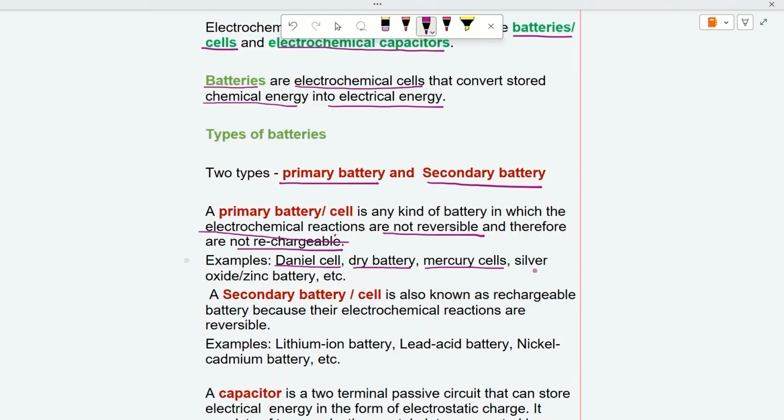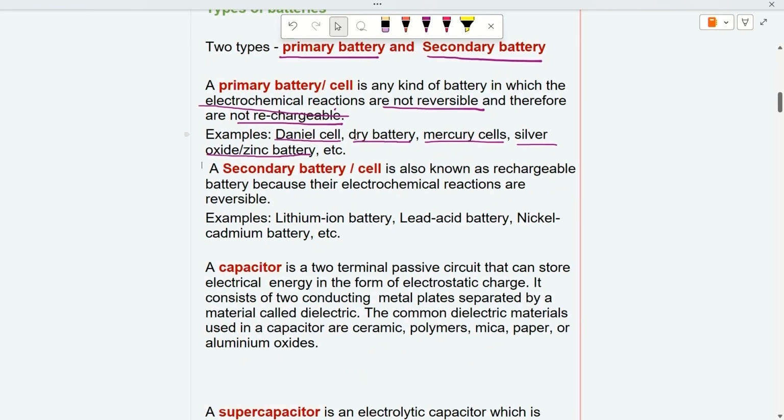Mercury cells, they are the cells we use in watches, calculators, hearing aids, etc. And silver oxide or zinc oxide batteries, they are very rare, they are also used like mercury cells itself, but since of their high cost, they are not put into practice in many of the electrical appliances.